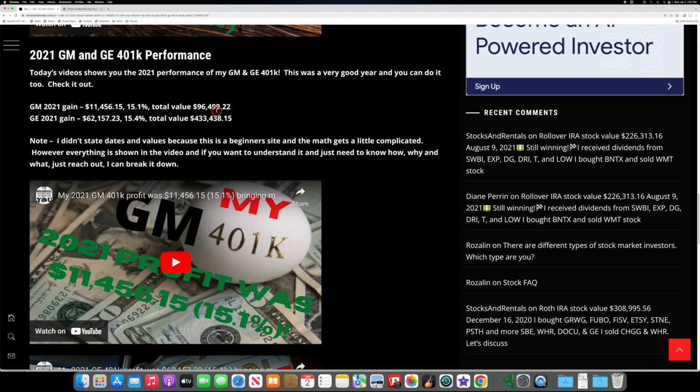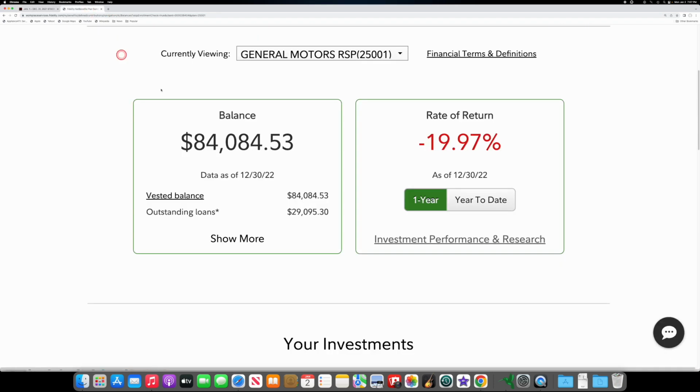So January 1st of 2022, I had this much. At the end of 2022, I had this much. And what is the difference? The difference is $12,414.96. That is a lot of money to lose.